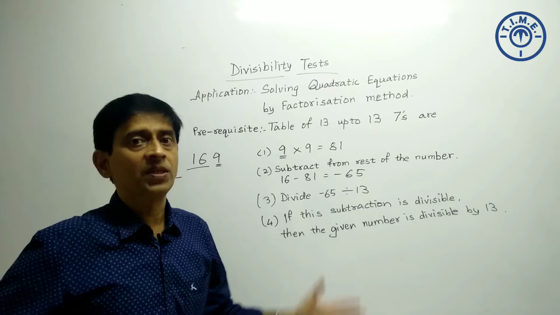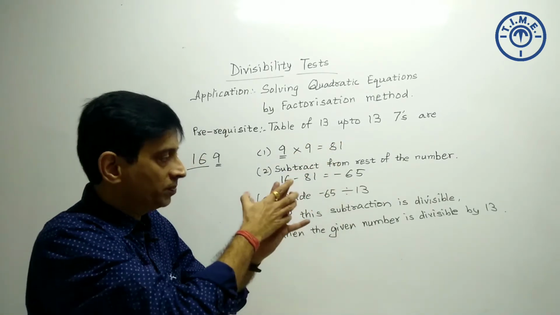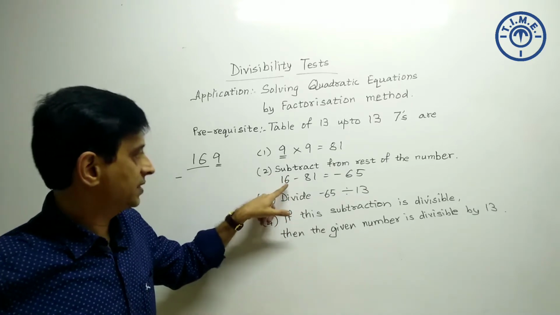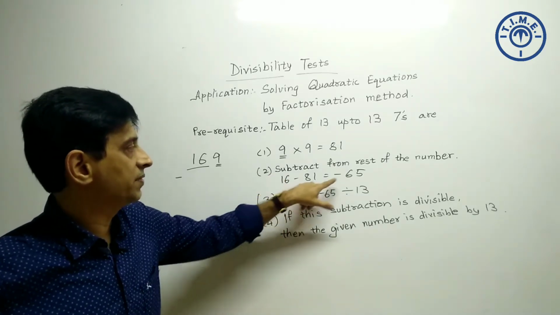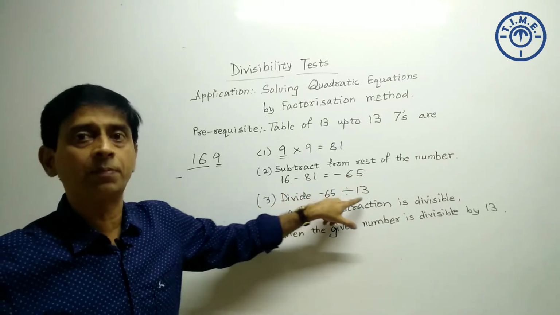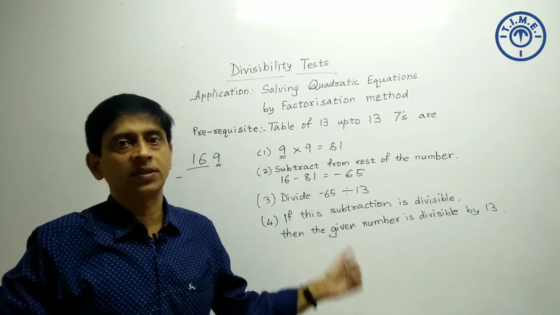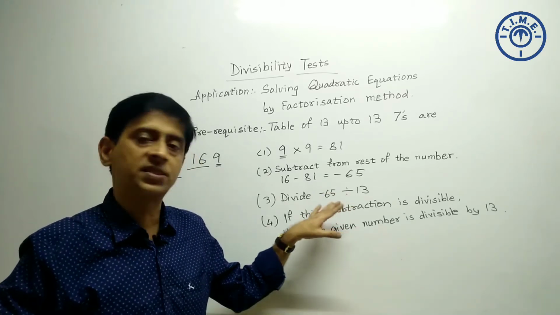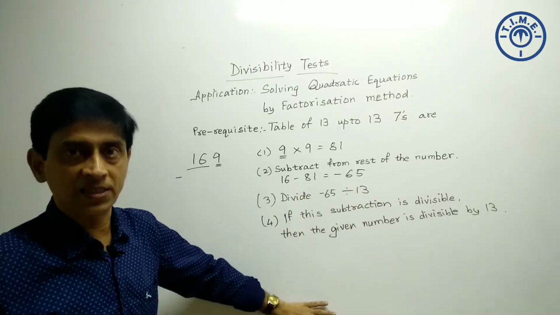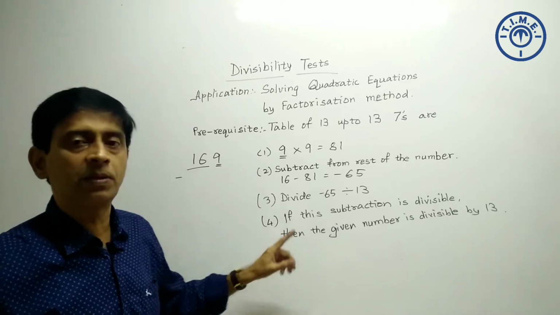Suppose a number is a 5-digit number, then I will subtract this number from the remaining 4-digit number. So in this case, the answer is 16 minus 81, that is minus 65. Divide minus 65 by 13. Now it is a known fact that 13 5s are 65. So this number is divisible by 13. So this gives us an understanding that the main number 169 is divisible by 13.